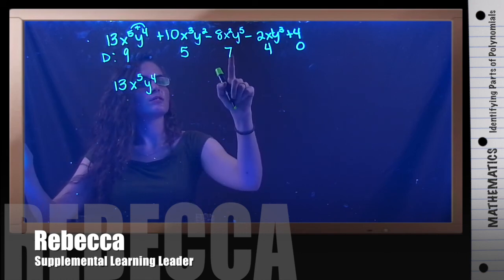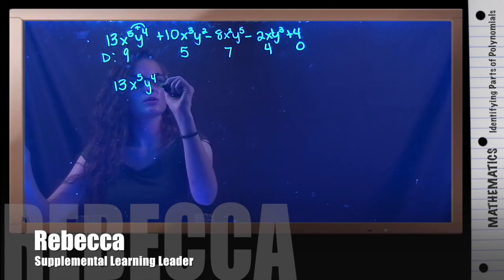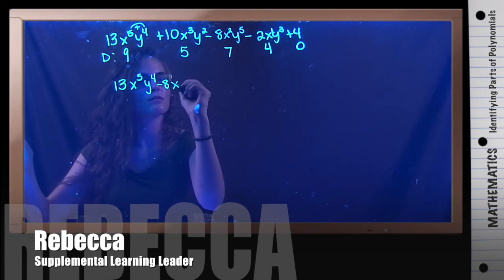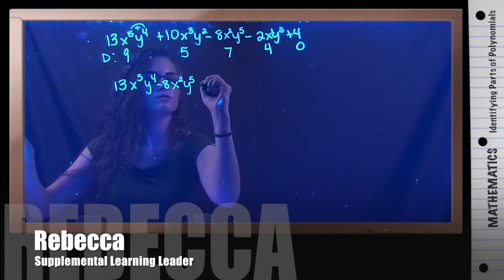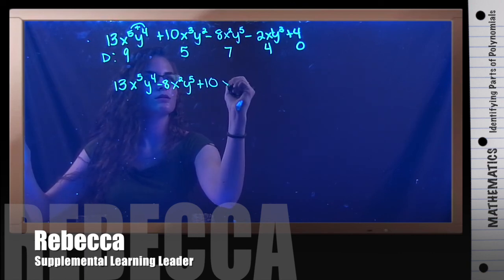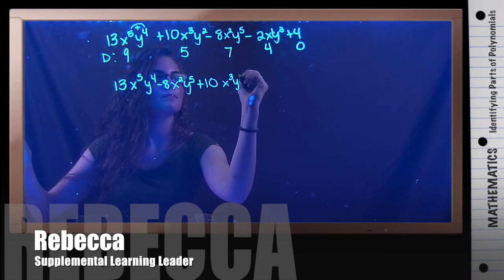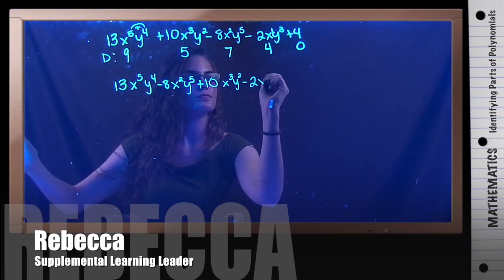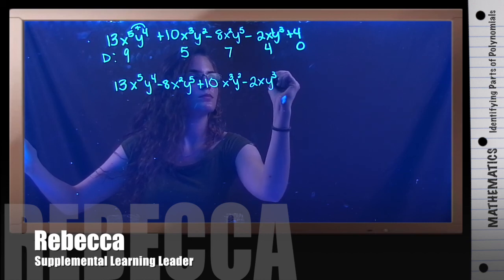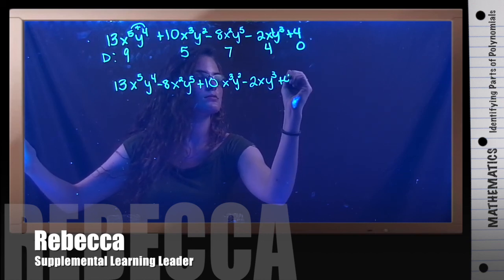And then we have a degree of 7, which is this one, so we write that one second. Then we have a degree of 5, so that one goes next. Then we have a degree of 4. And then our constant.